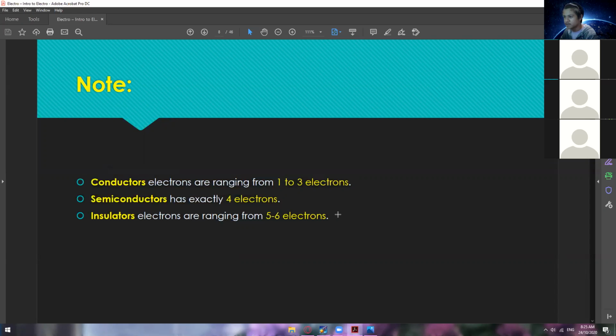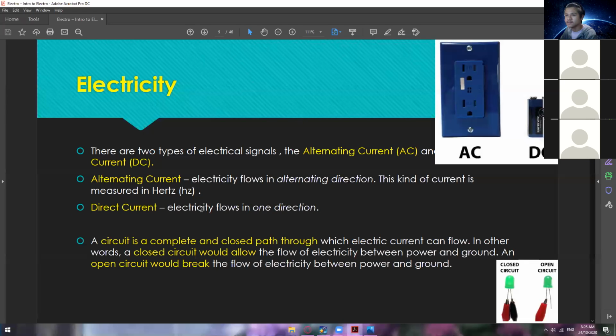This is very important. So this has a very big role to electronics, okay, or to our preceding topics. So conductors have 1 to 3 electrons. Semiconductors have exactly 4 electrons, and then for insulators we have 5 to 6 electrons. So it seems like the lesser the electrons, the higher the conductance. Okay. So the lower the electrons, the higher the conductance. Okay. So the higher the electrons, the lower the conductance. Or vice versa. All right.